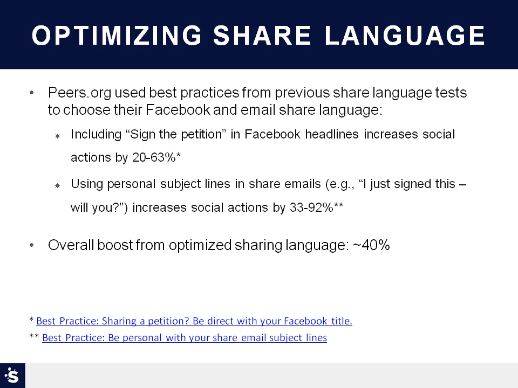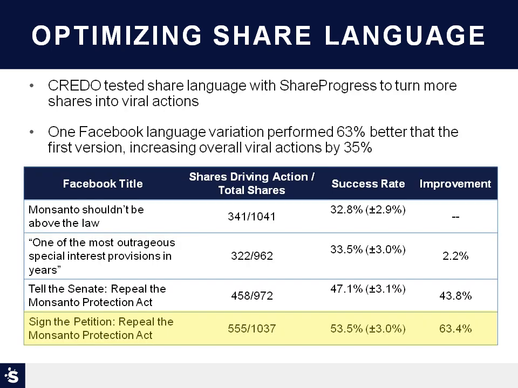Generally, what we like to do is for anything like that, we do like to actually test it and try out different language and see what happens, which is, again, part of what ShareProgress is designed to do. When you're asking people to share, instead of having to just choose one option, it gives you the ability to try out a couple of different options and then see what happens. That's what I was describing earlier with the creative experiment.